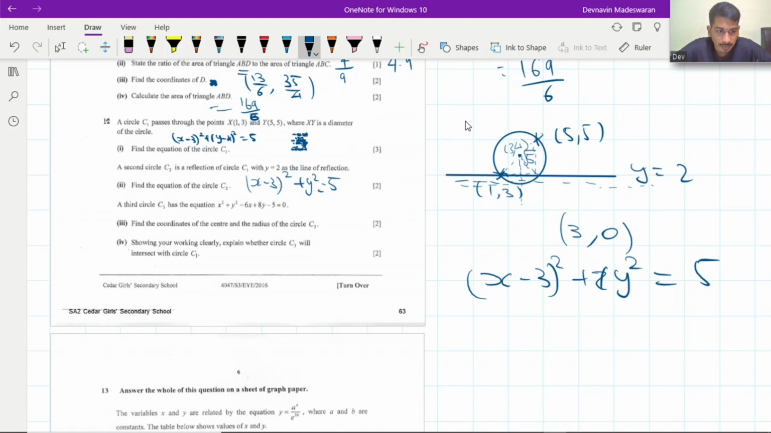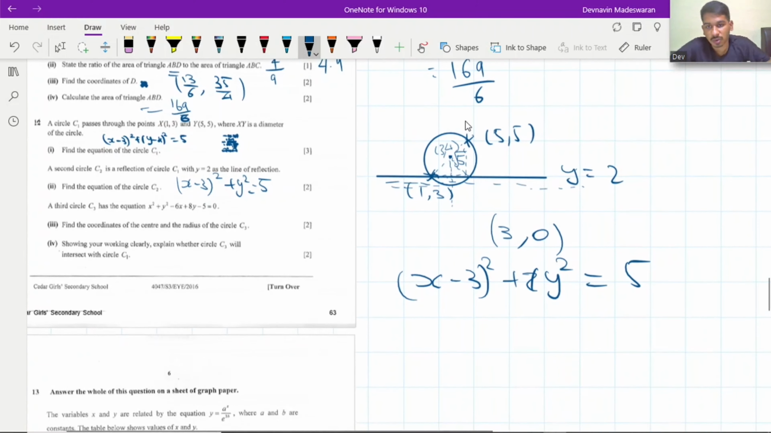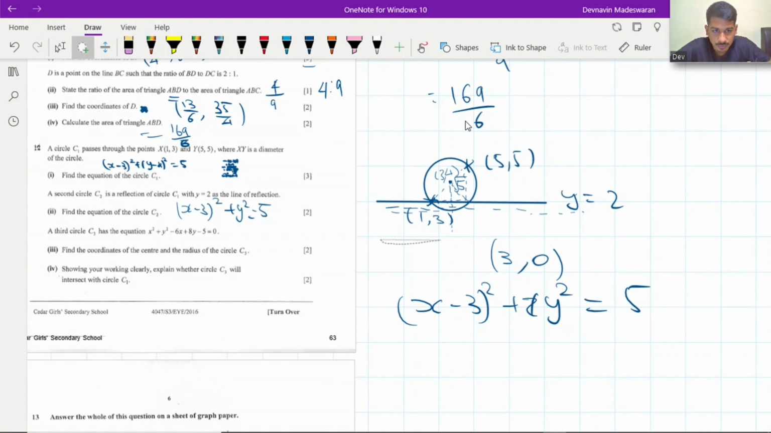All right, what else do we have? Find a third circle that has the equation of that. Find the coordinates of the center and the radius of the circle. So this is testing all the things that could be tested for circles. That's cool. Fine.